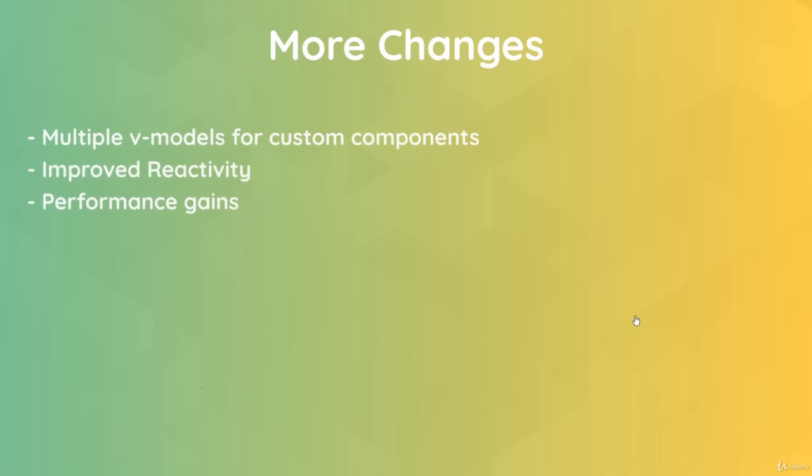Aside from those changes, there are a few others like multiple vModels for custom components, improved reactivity and performance gains, etc. But the ones I've mentioned here are the big ones, and we'll work with most of them throughout this course at some point, especially the Composition API, which is the chunky part of the update. So again, don't worry if none of that made sense and you're completely new to Vue. I won't assume any prior knowledge, and we'll cover everything from the very beginning.